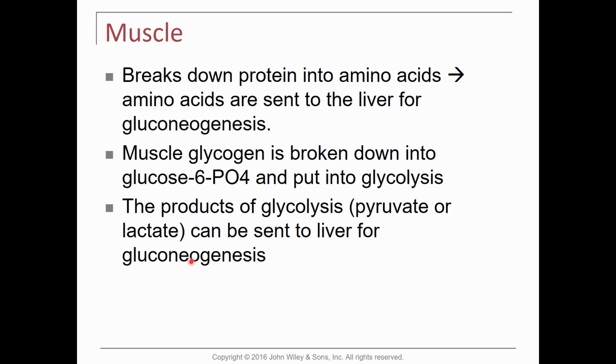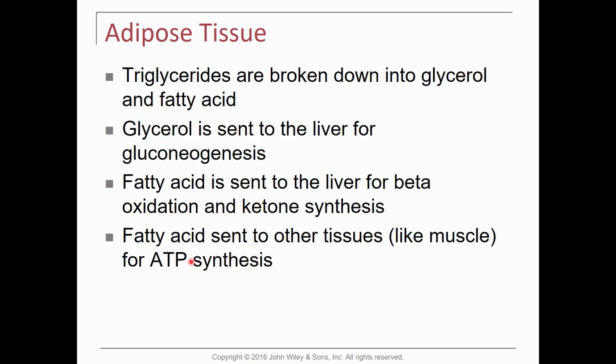Muscle has glycogen. Glycogen is broken down into glucose 6-phosphate, can be put into glycolysis, and that could be fully burned in the muscle, or the products of glycolysis, pyruvate or lactate, can be sent to the liver for gluconeogenesis. Triglycerides are being broken down during the post-absorptive state. They're broken down into a 3-carbon glycerol backbone and 3 fatty acids. Glycerol is sent to the liver for gluconeogenesis. Fatty acid is sent to the liver for beta oxidation and ketone synthesis. And then fatty acid is sent to other tissues for ATP synthesis.